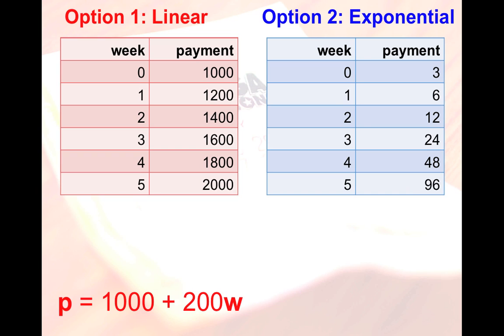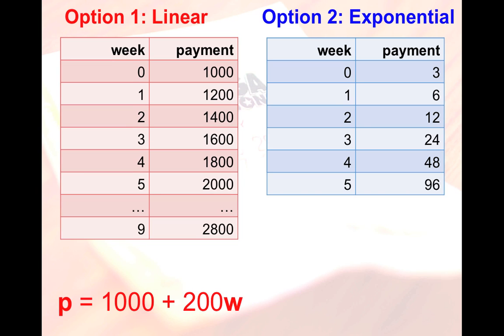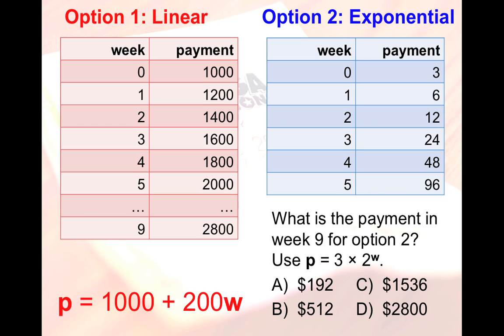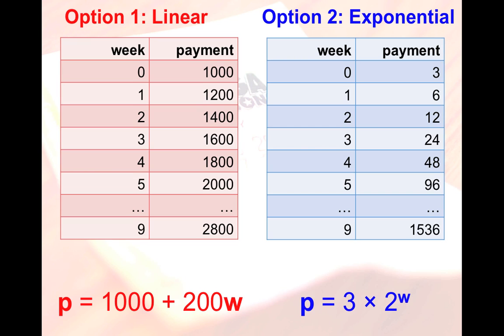Let's project this out a little bit. In our linear option, in week 9, we'll receive $2,800. 200 times 9 is 1,800, and then adding 1,000 to that, 2,800. What is the payment in week 9 for option 2? And remember to calculate the payment, we're using P equals 3 times 2 to the W. In week 9 under option 2, we'll be paid $1,536.